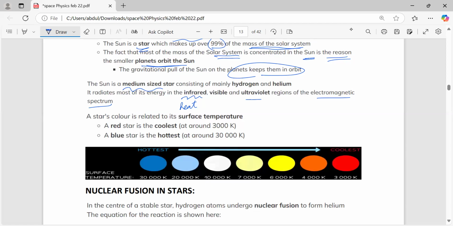A star's color is related to its surface temperature. The red star is the coolest, with a temperature of around 3000 Kelvin. The sun is almost around here. And the blue star is the hottest one, up to 30,000 Kelvin. So the colors of these stars are basically giving us the surface temperature of these stars.